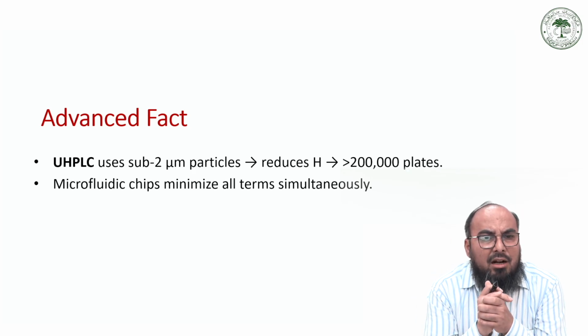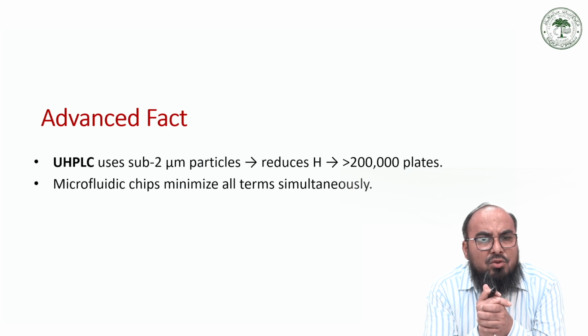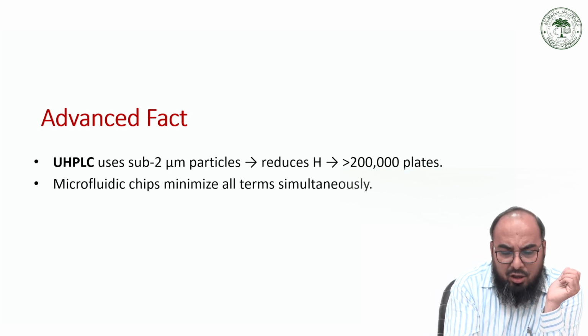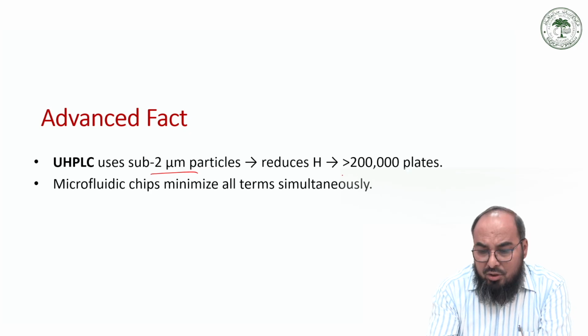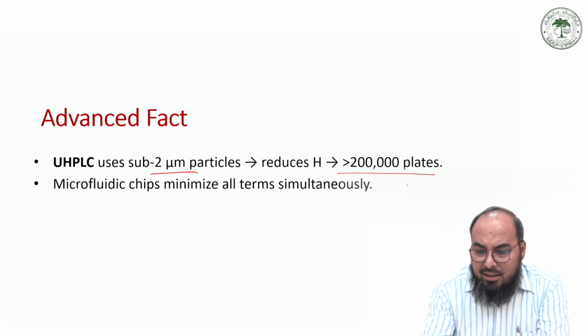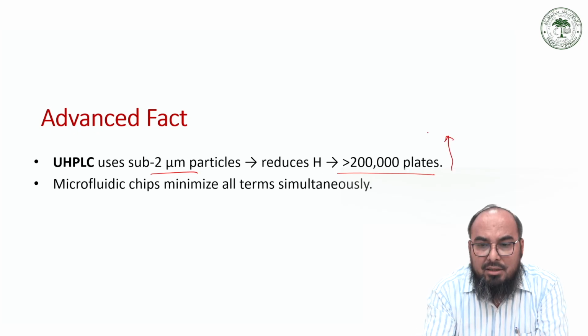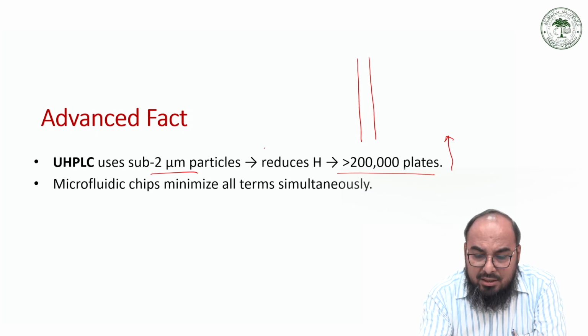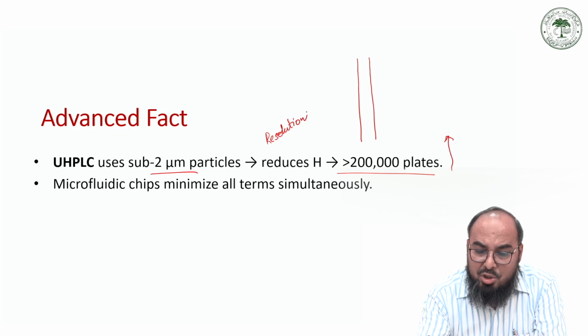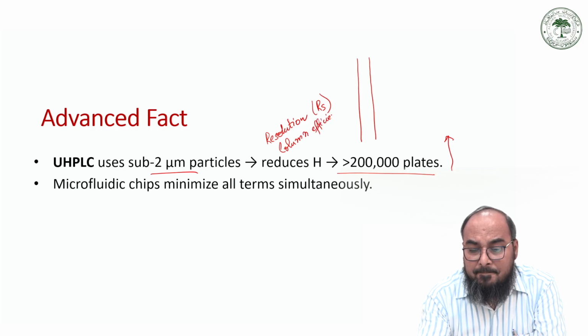For example, ultra high performance liquid chromatography uses small particles of the order of 2 micrometer, and because of this it gets a good number of plates. And as we know that as the number of plates rises, that is the column length increases, and as the column length increases, the resolution, that is Rs, increases, or you can say the column efficiency also increases.